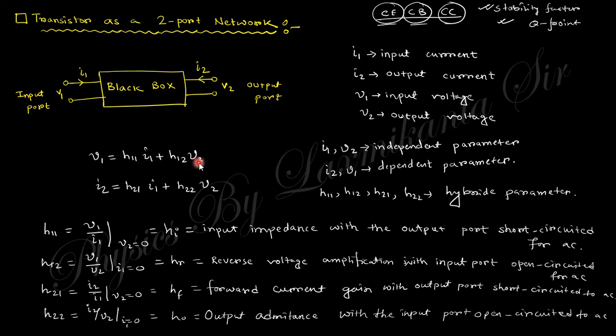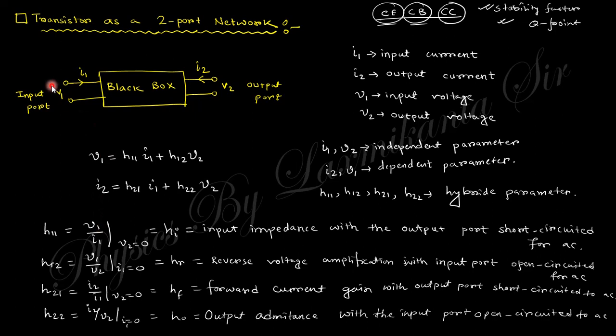So you can easily write the input voltage in terms of the input current and output voltage, with constants H11, H12. Similarly, the output current can be written in terms of input current and output voltage with constants. So how will we get H11? H11 is nothing but V1 by I1 when V2 is 0. V2 is 0 means the output is short circuited, there is no voltage applied.